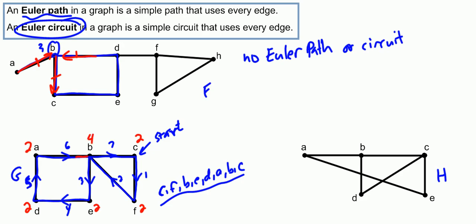Right? That means for every way in, there's a way out. For every way in, there's a way out. That guarantees that you'll never get stuck, right? So if all of your vertices have even degree, you should be able to make an Euler circuit.